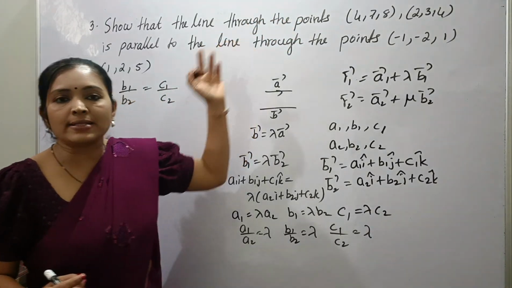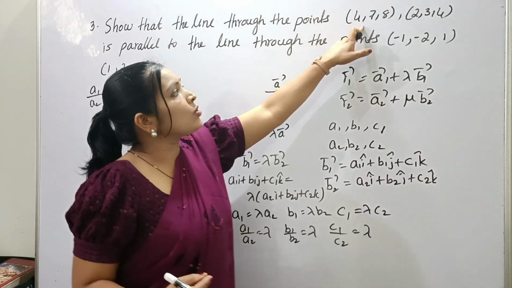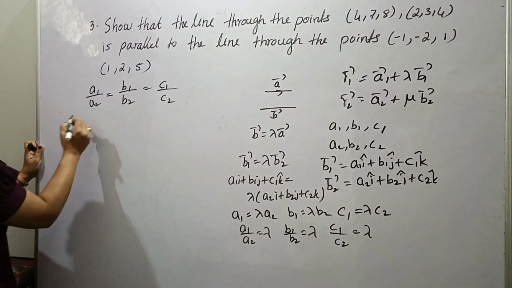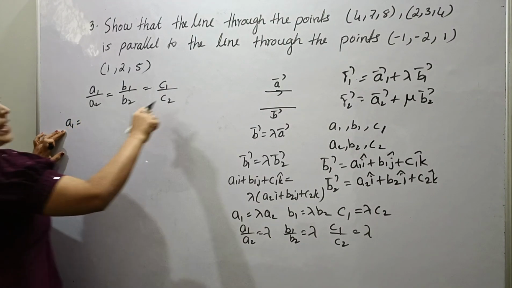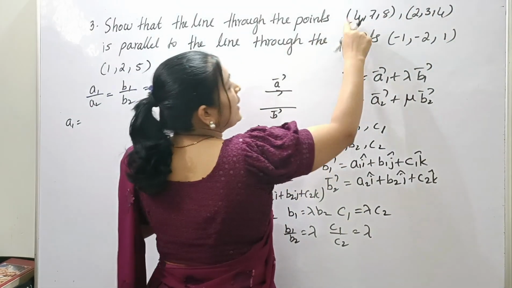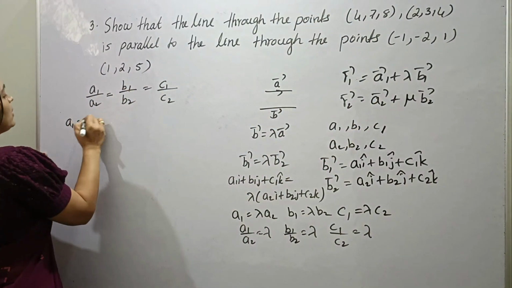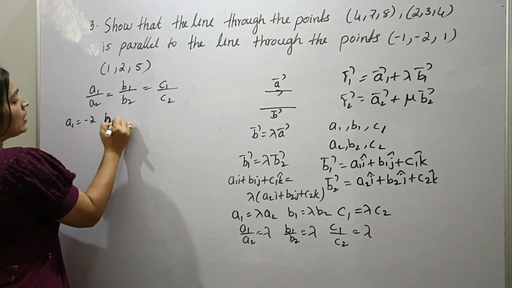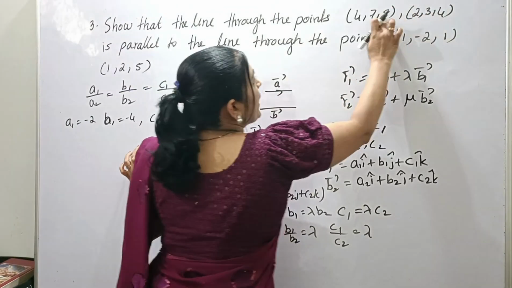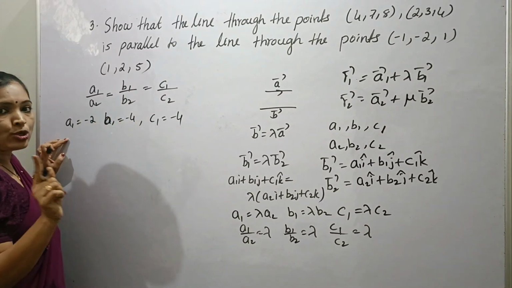Here only 2 points on the lines are given. So, 2 points on the first line are (4, 7, 8) and (2, 3, 4). We can find direction ratios from these points. First of all, let's find a1. Suppose (x1, y1, z1) and (x2, y2, z2) are the 2 points on the line, then the direction ratios are x2 minus x1 and so on. So a1 is equal to 2 minus 4, that is minus 2. b1 is equal to 3 minus 7, minus 4. c1 is equal to 4 minus 8, minus 4.